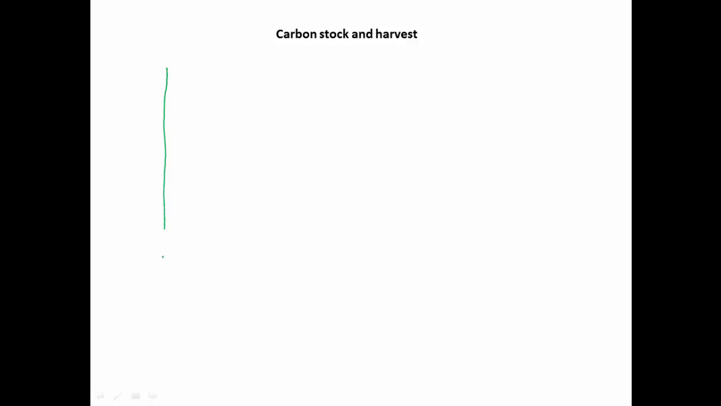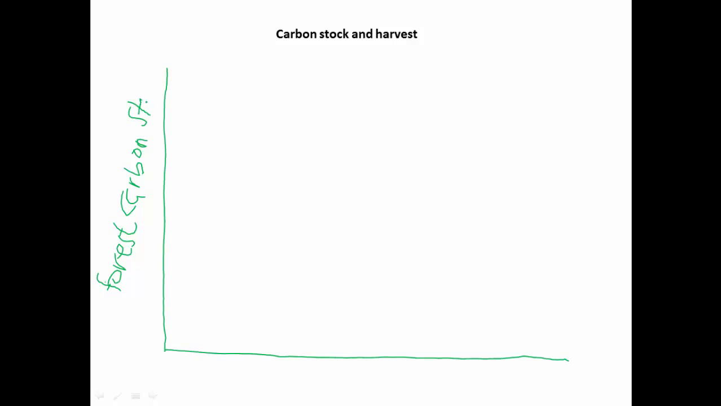I'll try to explain what was in that graph, which you couldn't see on the course site. So we have our forest carbon stock. We have the years. Then we can have another axis here for atmospheric carbon. So we assume this is our forest. We could start from zero, but I'd like to start from here.